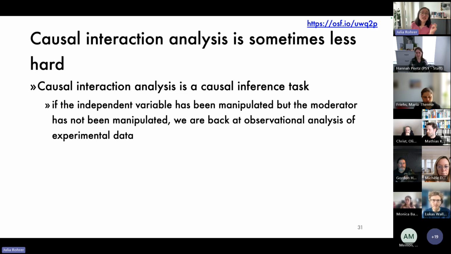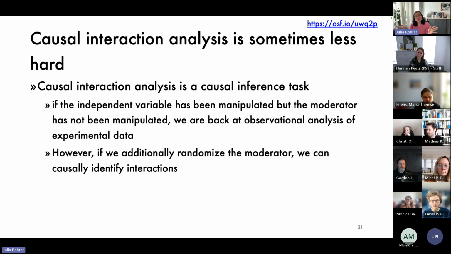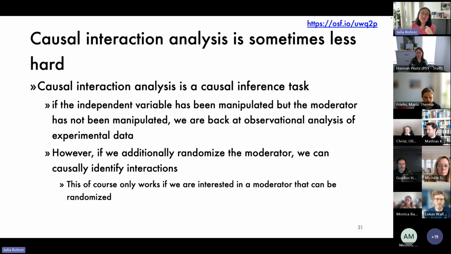It is a causal inference task if the independent variable has been manipulated, like we had it before in the randomized scenario, but the moderator has not been manipulated. So we still need to think about confounding between the moderator and the outcome, or between the moderator and other variables that modify the effects. However, here there is an easy way out, which does not apply to mediation analysis, and that is we could actually just randomize the moderator, and then we have a fully factorial experimental design, and then we can causally identify interactions. And that, of course, only works if we are interested in a moderator that can be randomized.